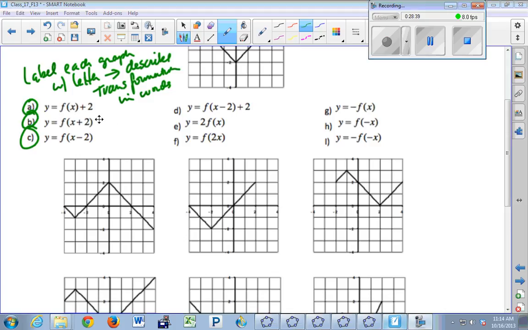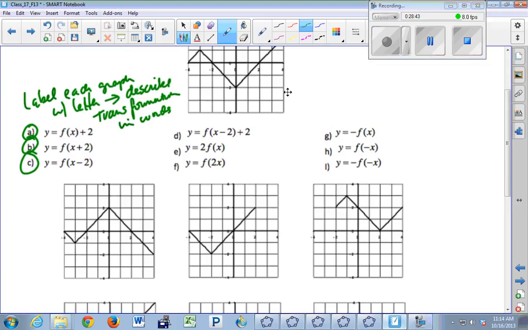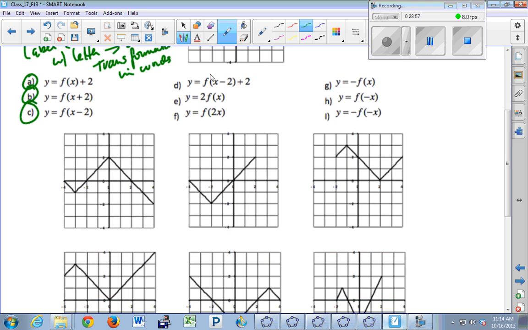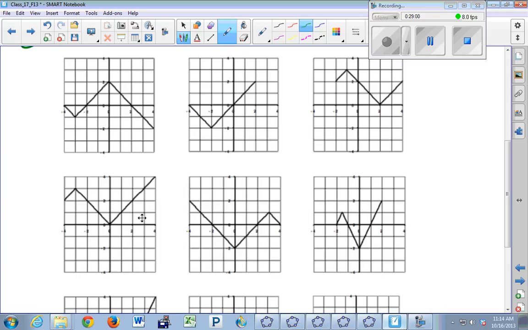The first transformation says we're acting on the outside of our function f of x. Here's f of x. We're acting on the outside, so we're expecting a vertical shift. Since it's positive, it's totally intuitive with vertical transformations. So every single one of these points is going to move up 2 units. So that can be found right here. This is A. So this is a vertical shift up 2 units. Okay.